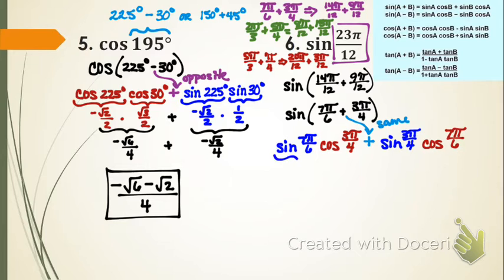What is sine of 7 pi over 6? Negative 1/2. We're going to multiply that to the cosine of 3 pi over 4. What's cosine of 3 pi over 4? Negative square root of 2 over 2. So I multiply those together and get what? Square root of 2 over 4. I'm going to bring down my operator here. Sine of 3 pi over 4.